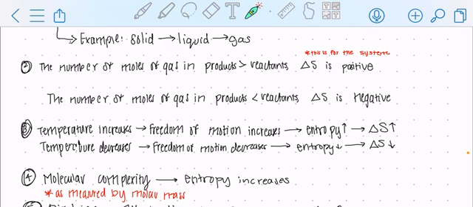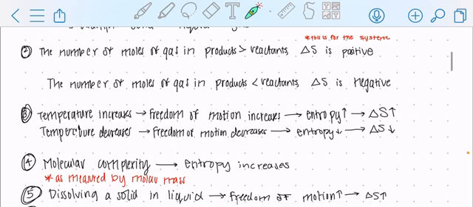If the number of moles of gas in the products is higher than in the reactants, then we know that the change in entropy is positive because the molecules or the reaction now has more freedom of motion. And this is true only for the system, not for the universe. And if the number of moles of gas is lower in the products and higher in the reactants, then we know that the entropy decreased and the change in entropy is negative.